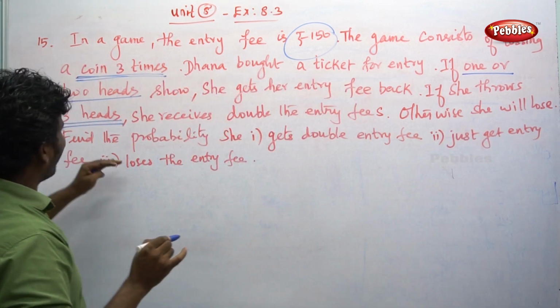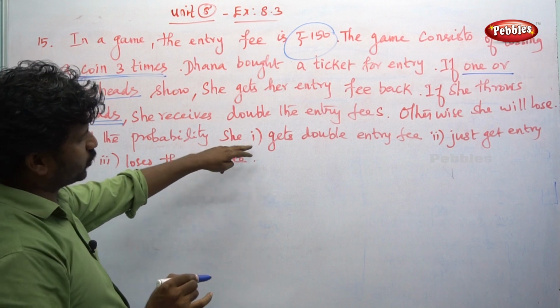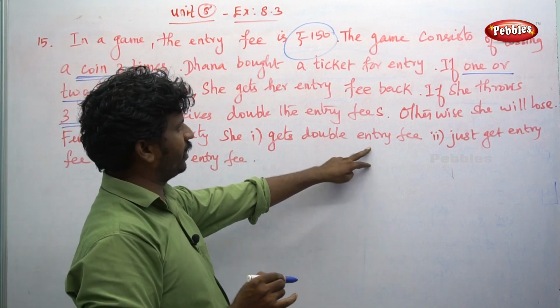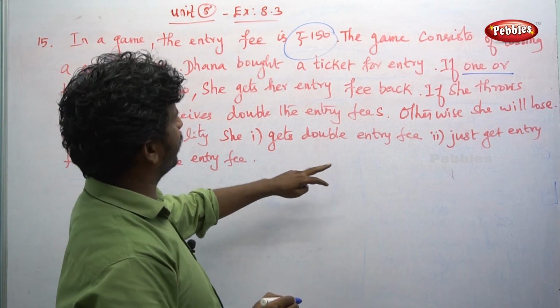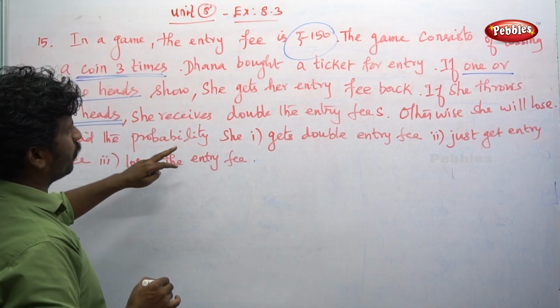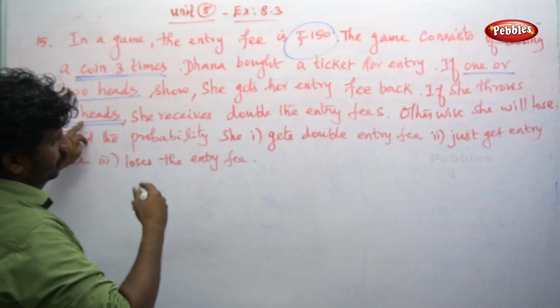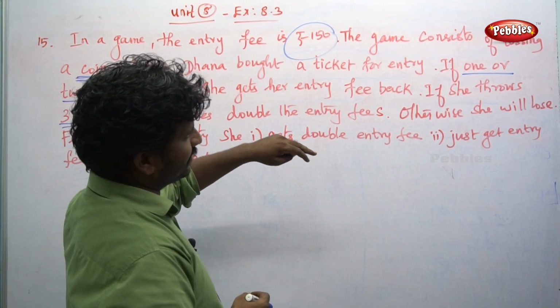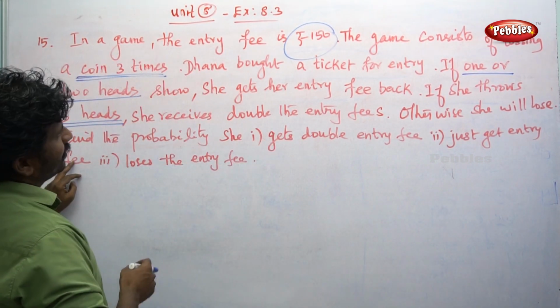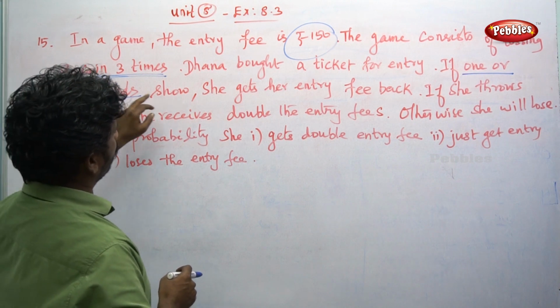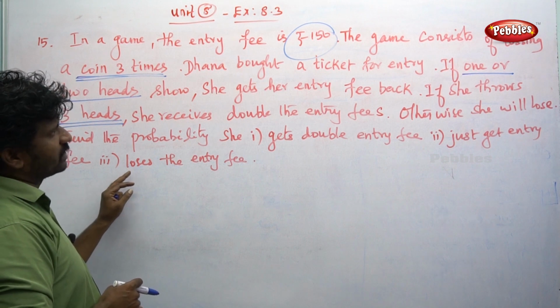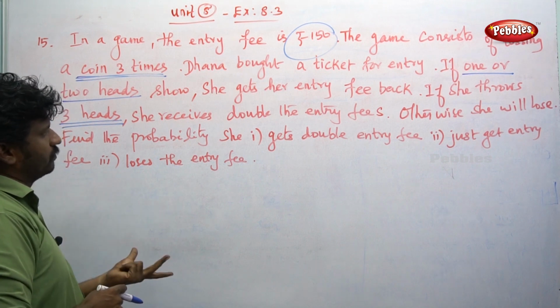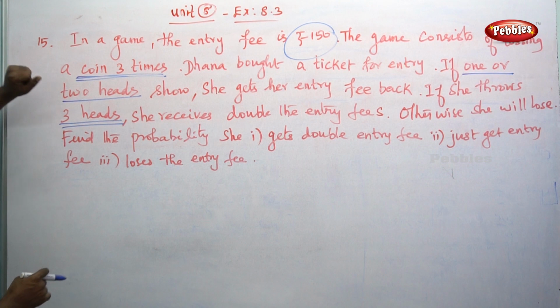So, find the probability. First point, she gets the double entry fee. அவங்க ஆல்ரெடி கொடுத்துட்டாங்க, கொஸ்டின்லேயே கொடுத்துருக்கு. Gets the double entry fee அப்படின்னா பாருங்கள், எங்கே கொடுத்துருக்கு பாருங்கள். Double entry fee means 3 heads வந்து show பண்ணணும். Second point, just get entry fee அப்படின்னா என்ன? 1 or 2 heads show, she gets her entry fee, right? Loss, otherwise she will lose அப்படின்னா heads வராது இல்லையா? So from the given data.